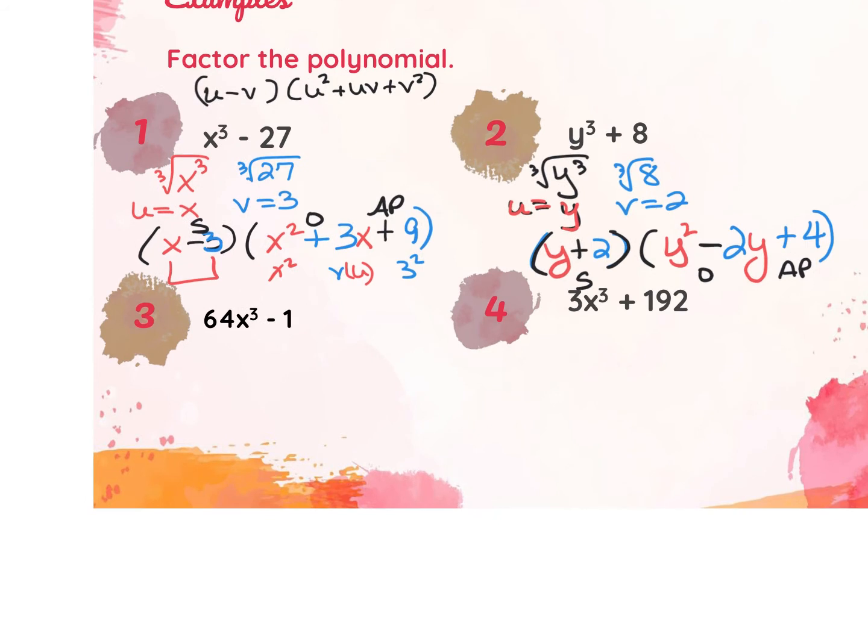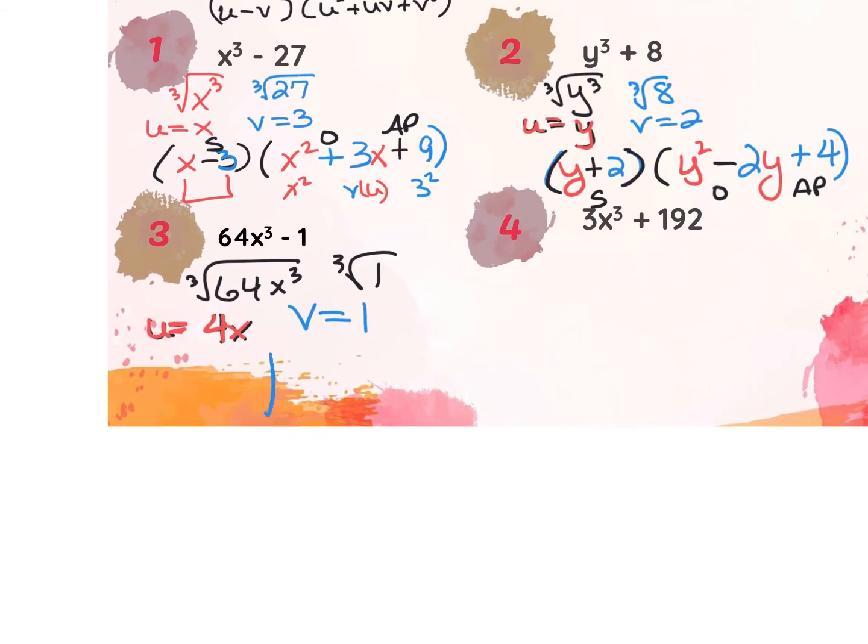Let's try the next one. Cube root the 64x cubed. So this becomes 4x. That's my u. Let me trace over it in red. And then the v is going to be the 1 cube rooted. So v equals 1. So now let me put it into the pattern. I'm going to put it below here. So the pattern, you're going to do u, same sign, so minus the cube root of 1, which is 1.